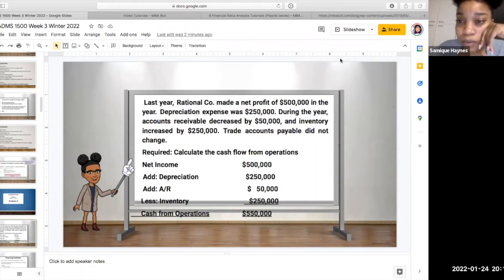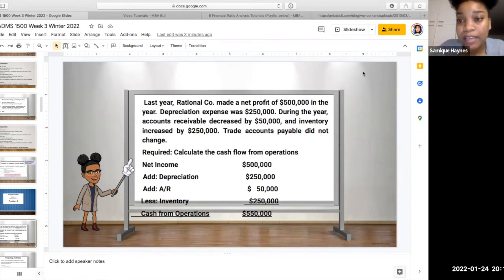If accounts receivable, can you explain the accounts receivable part? Sure. So if accounts receivable goes down, that means that people are paying you the cash that they owed you for those sales that you made before that they didn't pay you for. So now they're paying it to you in cash, so your cash is going to go up, so we add it back.